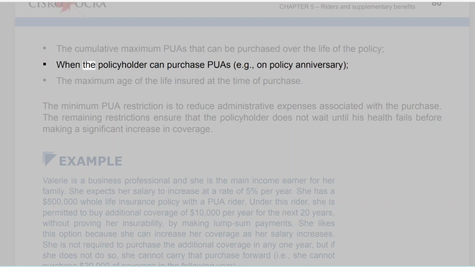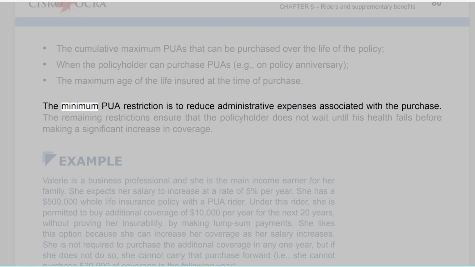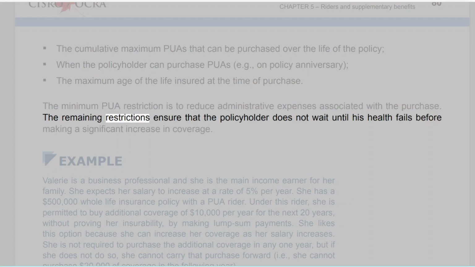Other limits include when the policyholder can purchase PUAs, for example, on policy anniversary, and the maximum age of the life insured at the time of purchase. The minimum PUA restriction is to reduce administrative expenses associated with the purchase. The remaining restrictions ensure that the policyholder does not wait until his health fails before making a significant increase in coverage.